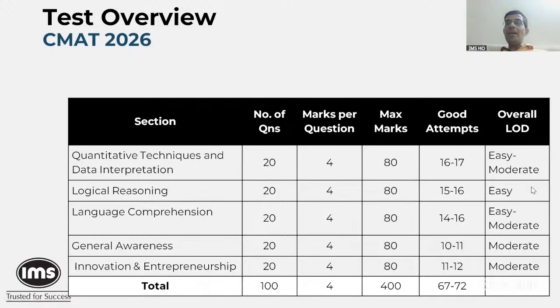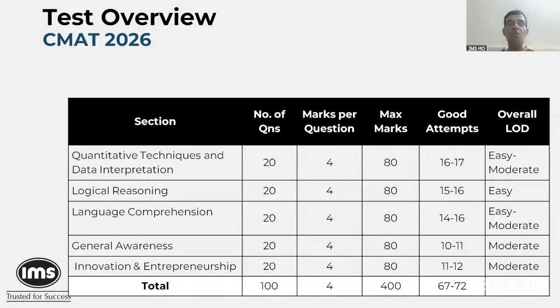So overall level of difficulty that this exam had was quantitative techniques and data interpretation was easy to moderate. Logical reasoning was easy. Language comprehension was also easy to moderate. And the other 2 sections, general awareness and innovation and entrepreneurship sections, they were moderate in terms of LOD. So as it happens in CMAT, this sections, innovation and entrepreneurship, as well as general awareness.